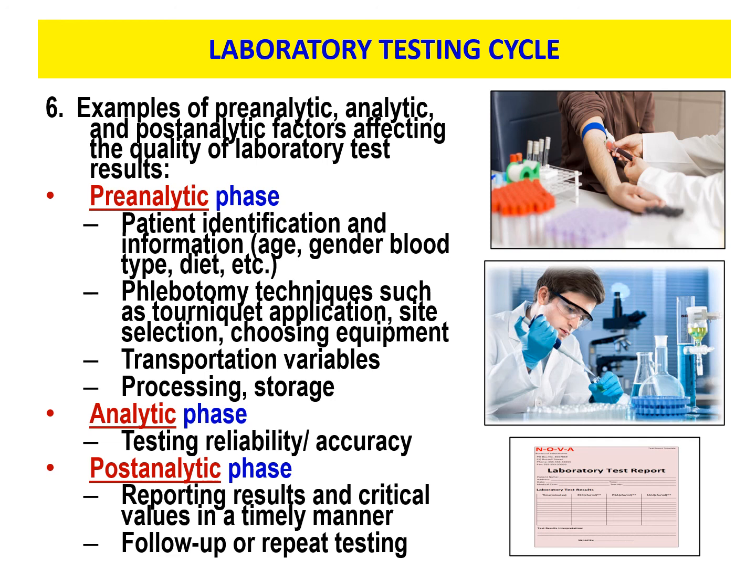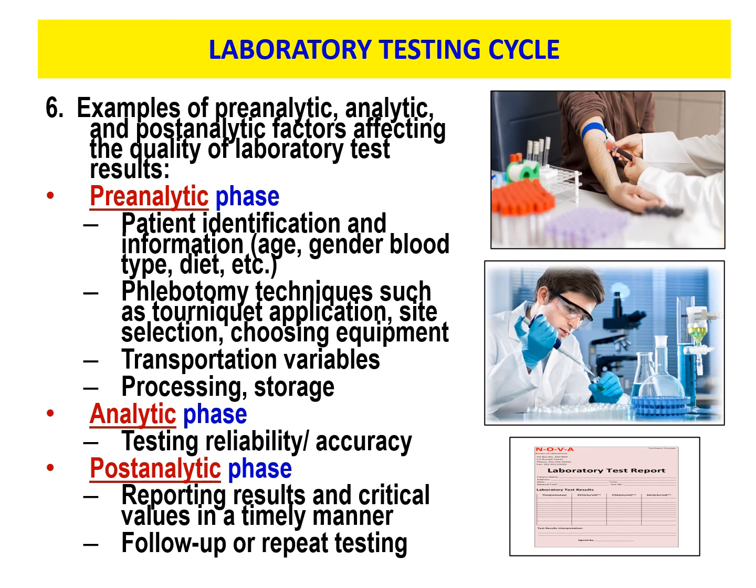And then transportation variables. Does it need to be protected from light? Does it need to be transported on ice? Does it need to get to the lab stat? And then processing and storage. We want to make sure we process our samples. We need to let them clot if they need to clot. We need to make sure they're mixed appropriately. We need to make sure they're spun down at the appropriate RPMs at the appropriate time, and they're stored appropriately.